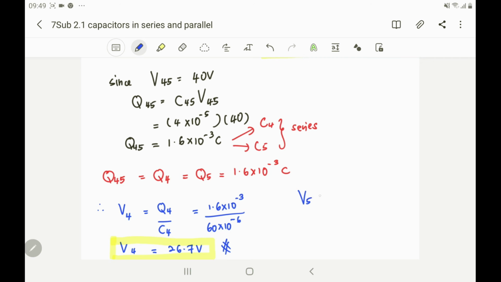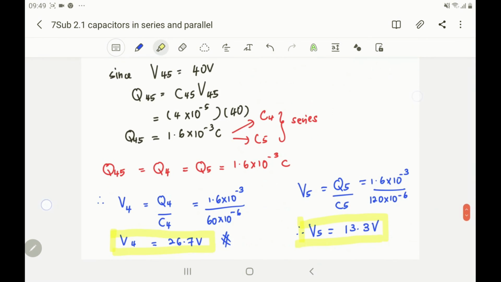And for V5, we can also calculate V5, Q5 over C5. Okay, same method, where Q5 is equal to 1.6 exponent negative 3. Okay, and C5 is equal to 120 microfarad. Therefore, V5 is equal to 13.3 volt. So kita dah jawab semua. Okay, V1, V2, V3 and V4 and V5.